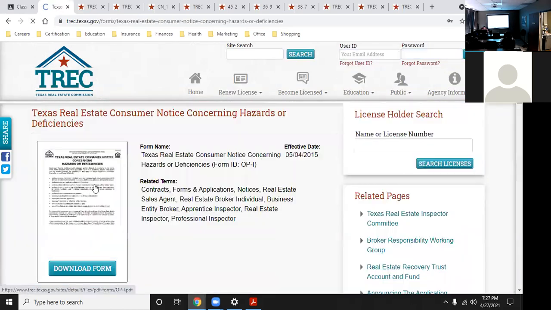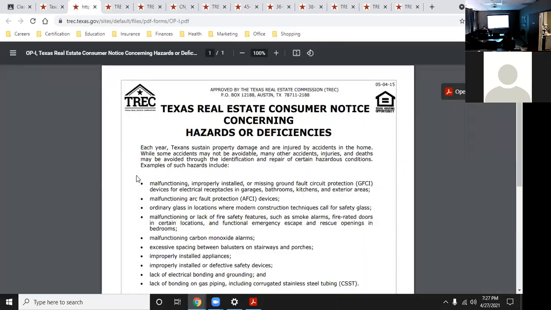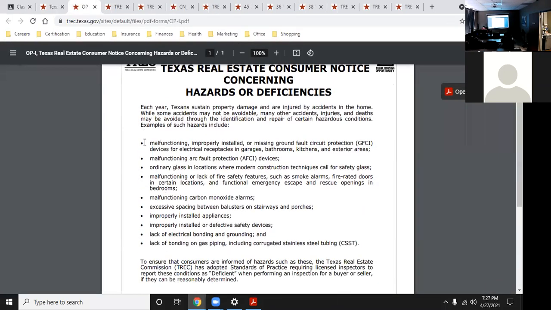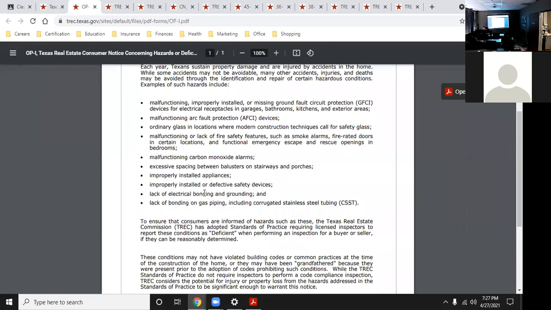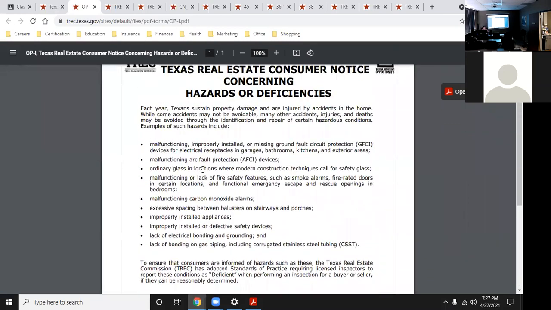So basically, it's just going to be a form that has, if this is malfunctioning, not installed properly, or missing ground fault protection, and so on. If there's any of this stuff, it's basically letting you know that this could be a thing. You have to be aware of it. If stuff is deficient, you'll have to work out who's going to fix it. But it's just a notice that TREC requires you send to let them know that if something's wrong, you at least warn them of that stuff.